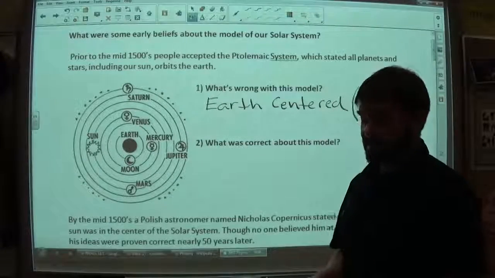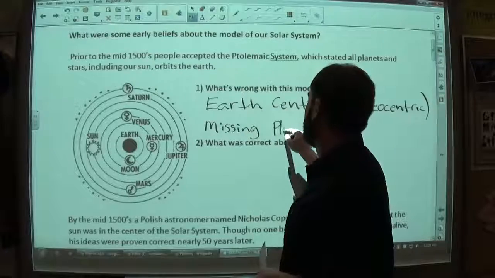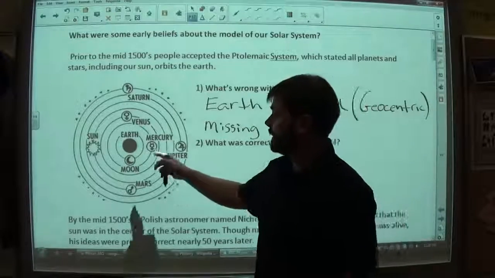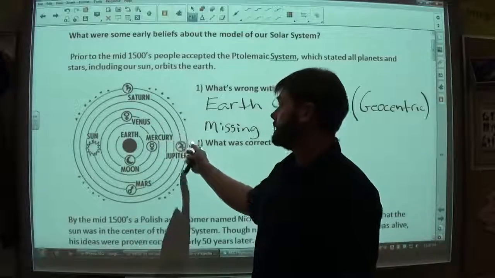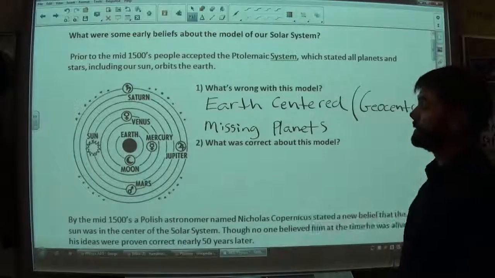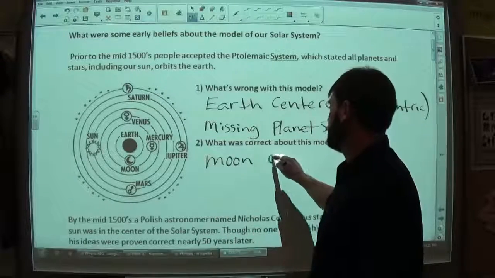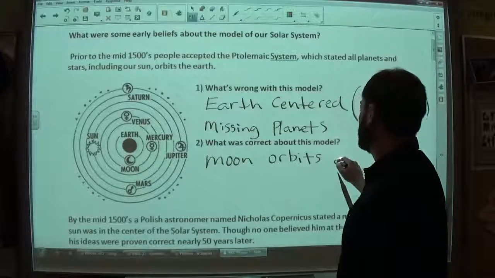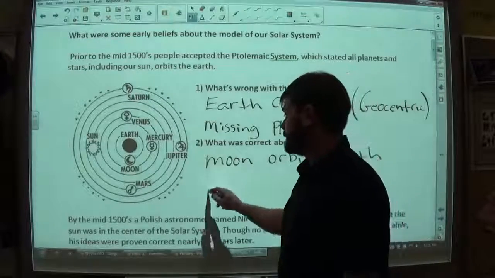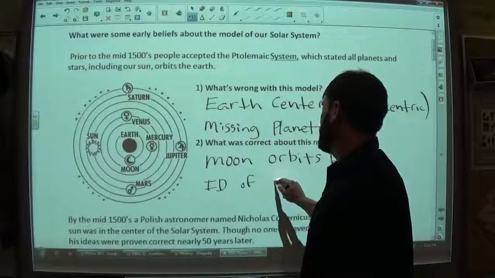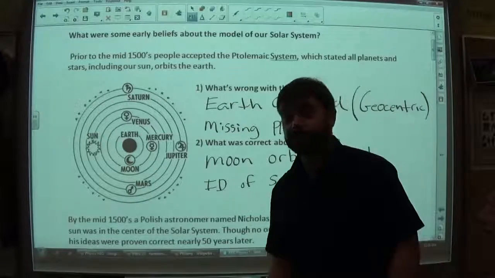Well, it's definitely missing some planets. If you guys take a look, compared to what we have today, there's definitely less planets listed here. They did have Mercury and Venus and Earth, of course, if you see where it is, Mars, Saturn, Jupiter, but you don't. What was correct about this model? Well, there was a couple of things, not a ton, but we do know that the moon orbits the Earth, and that is definitely correct. And it did have the identification of some planets. Other than that, there really wasn't a whole lot about this that was truly correct, but it was certainly a good start.